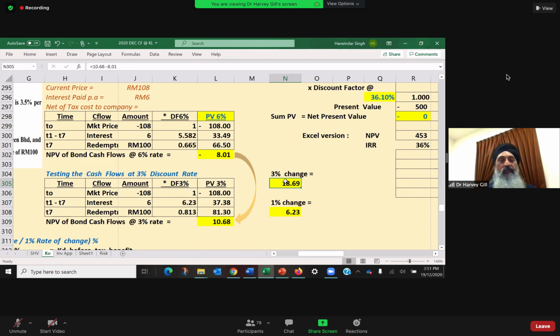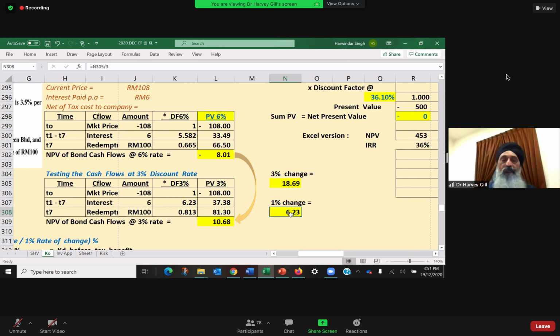Now, if I know that by changing the discount rate 3%, I get an NPV change of 18.69, I can then find out the rate of change. So I take 18.69 divided by 3, because this is the change over 3%, and I'll get 6.23. So I know if from 6% I come down to 5%, then my NPV will increase by 6.23. So it won't be minus 8.01. It will be maybe minus 1 point something only. So I want to know where it hits the 0.